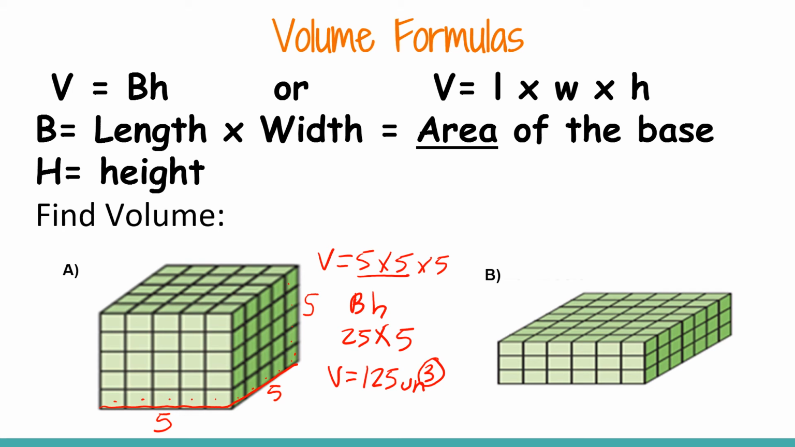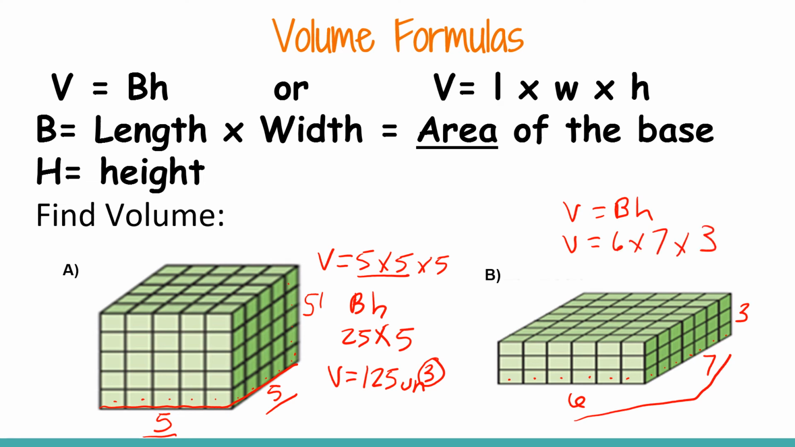We always label it. Start with labeling your numbers, counting your cubes. So in B here, I got 1, 2, 3, 4, 5, 6 by 1, 2, 3, 4, 5, 6, 7 by 3. So then volume here equals base times height. Volume equals my base, which is 6 times 7, times my height, which is 3.